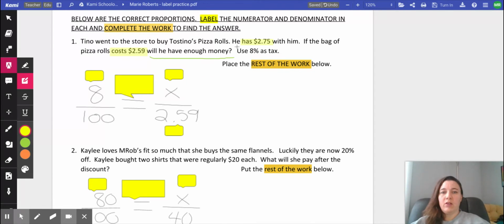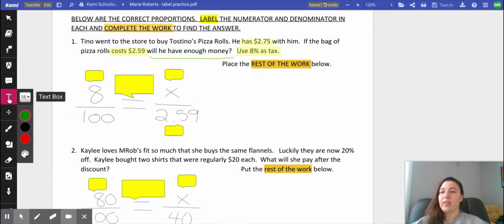And we are going to use tax because when you buy pizza rolls, you have tax. Don't assume you are doing tax, even though almost everything is taxed in life. Not everything. But for a math class question, you are only doing tax if Simon says to do so. Simon is saying to do tax. So I set up the proportion for you already. I put 8 over 100 equals x over 259.